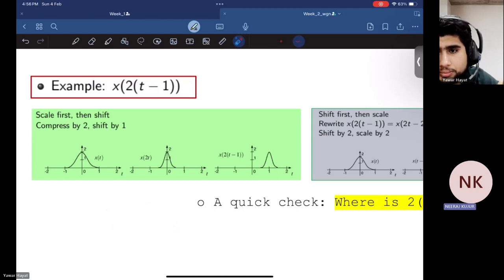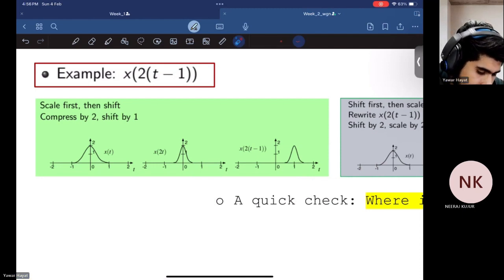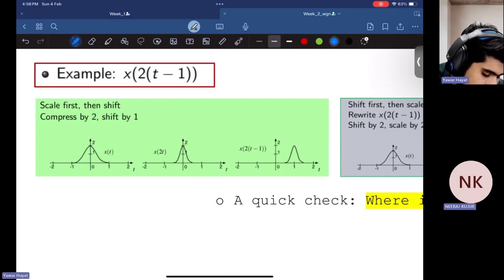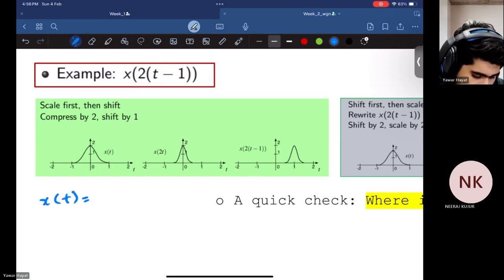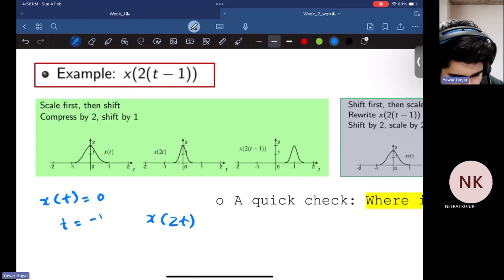Sir, I lost track. Okay, please, let me repeat it. You know that x of t is 0 when t is minus 1. So now if you are given some signal x of 2t and you need to see if this is indeed the case, I'm taking a 2t example that is a much simplified version. It can be some complicated function of t.